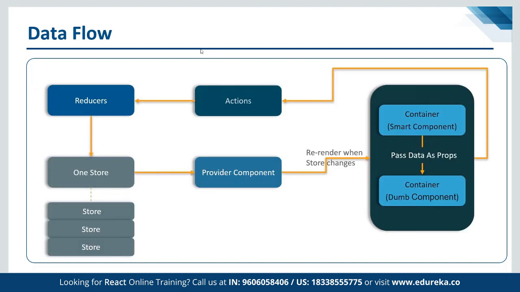So again, from here we can have the containers as smart components, and then we have dumb components, where these are going to pass data. Now, smart components are going to pass data as props, and again it is going to pass to actions and then to reducers, and then it is going to be stored in the store component. And then it is going to work. Now the store is going to work with the provider component, which basically re-renders when the store changes.